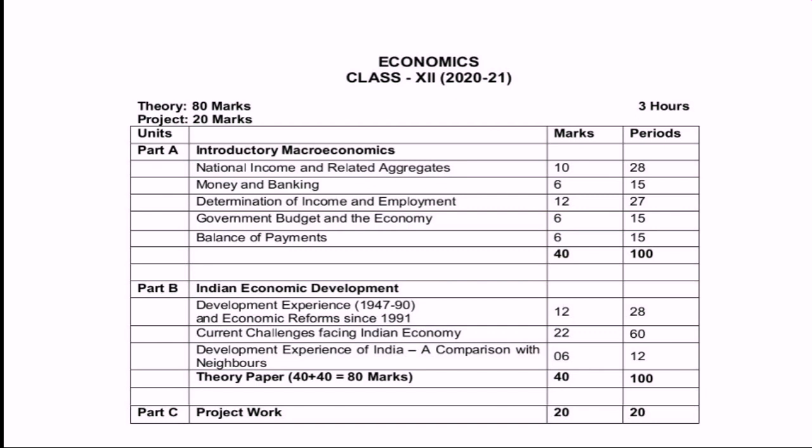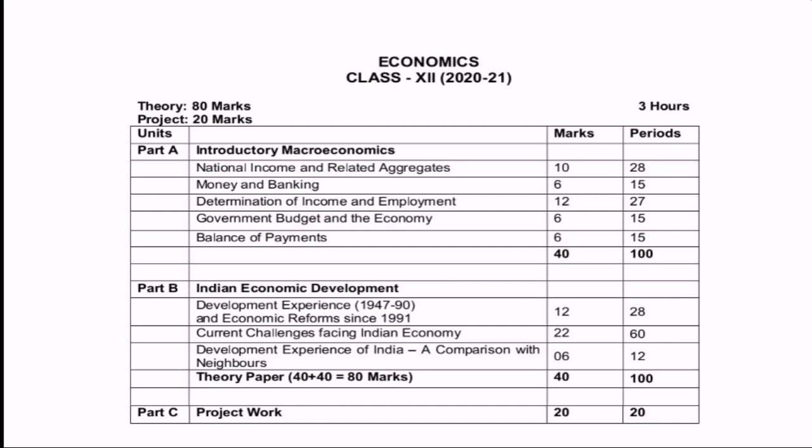Both Part A and Part B are of 40 marks each and Part C is of 20 marks. We will be covering all these three parts in different video series. This video series is concerned with Part A only, which is of 40 marks. So here we will be covering all the 5 units of Introductory Macroeconomics.